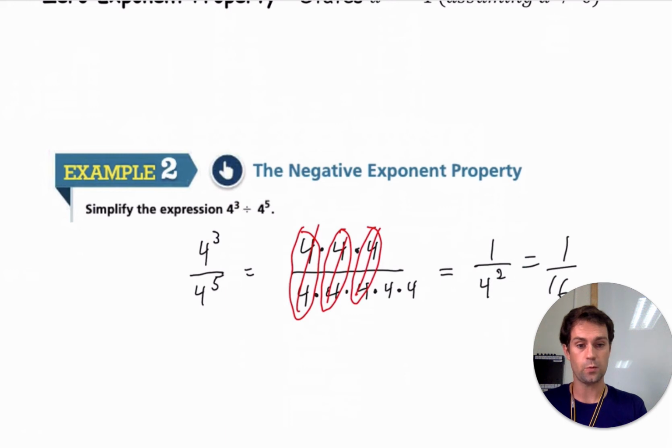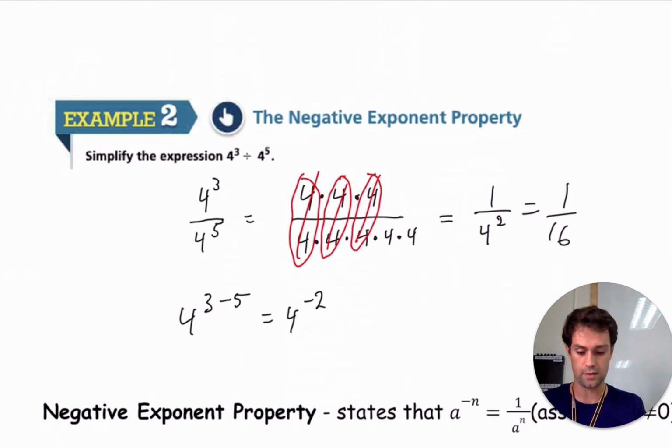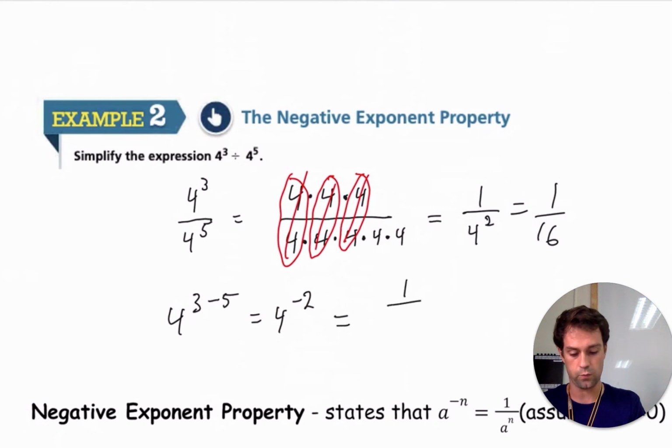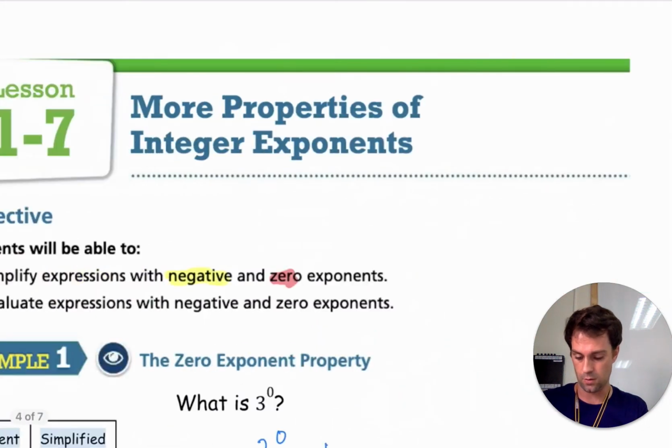We can actually rewrite this as 4 to the power of 3 minus 5, which is 4 to the power of negative 2. 3 minus 5 is negative 2. 4 to the power of negative 2 is the same as 1 over 4 squared, which is 1 over 16. So you're like, hold up, Mr. Brian, why are you going so fast? What's going on here? How are you getting to negative 2? How do you know that it's going down below? Let's look at this back at our pattern, okay?